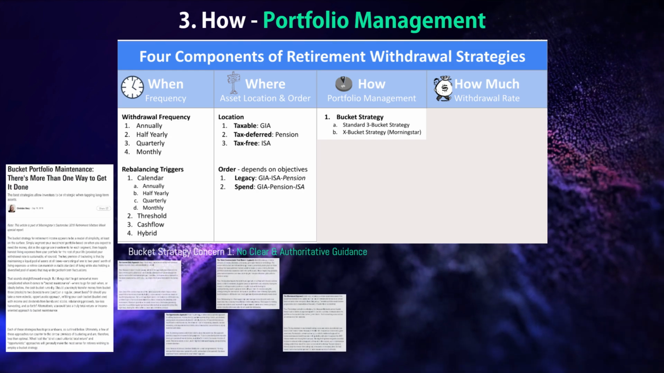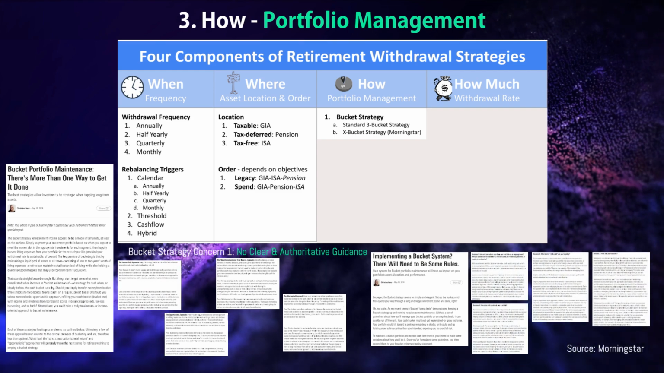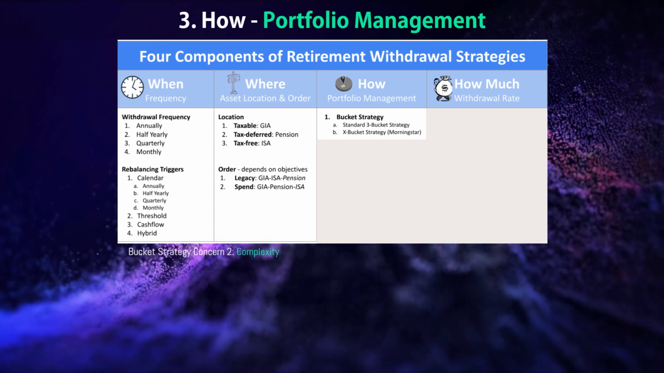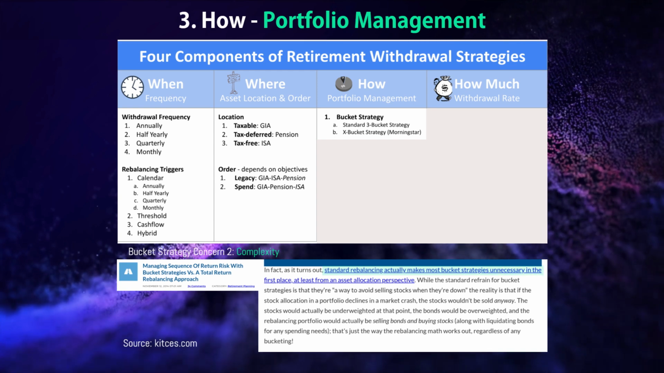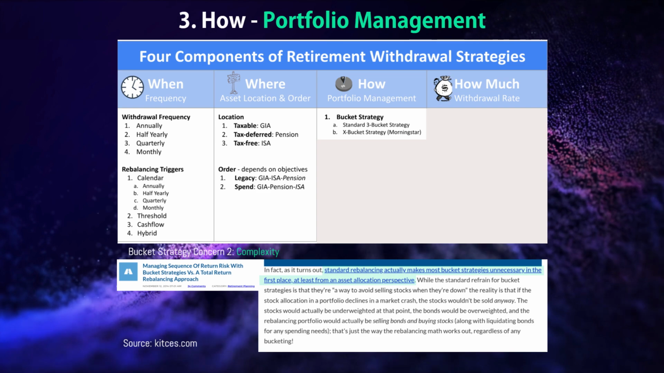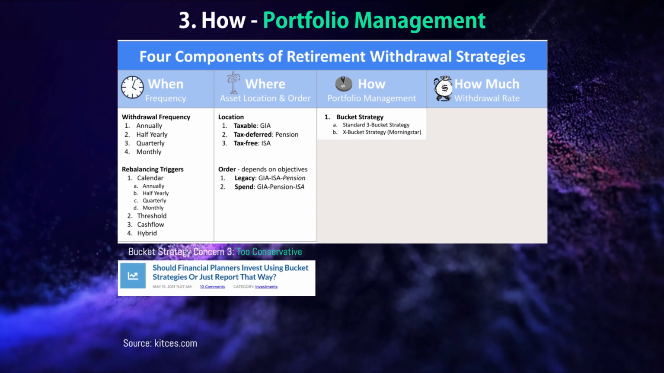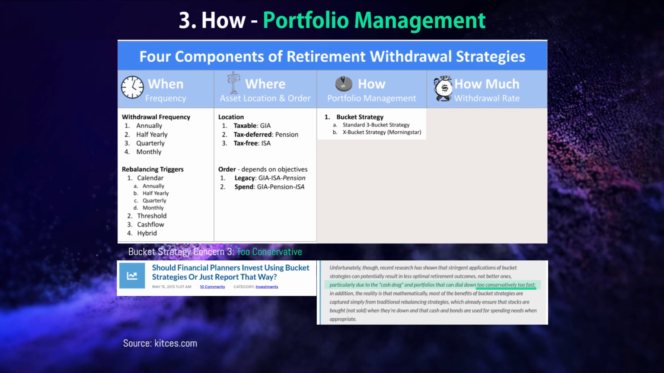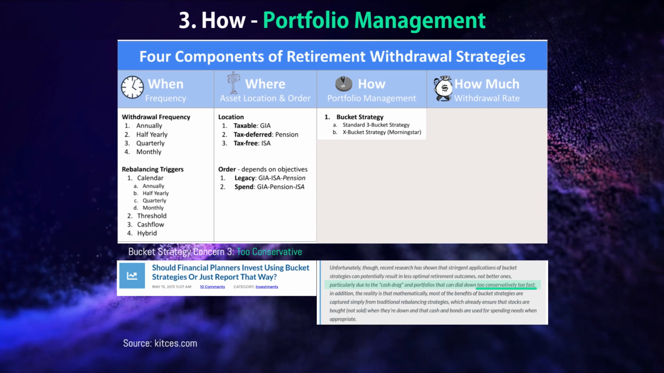First, there's no clear and authoritative guidance on bucket maintenance and decision rules, especially when there are so many to pick from. The other significant challenge is complexity. As Michael Kitces has pointed out, standard rebalancing actually makes most bucket strategies unnecessary in the first place, at least from an asset allocation perspective. Plus, it often leads to a relatively conservative portfolio, which might not last as long as you need it to. This is crucial as people are living longer and facing longer retirements.